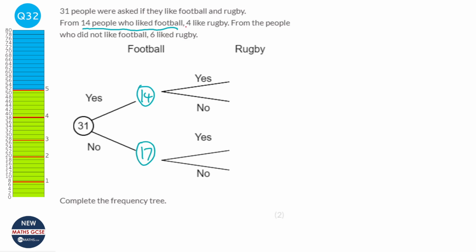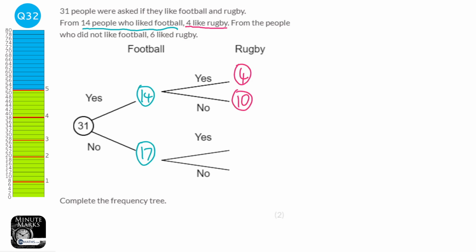Carrying on the sentence, it says 4 like rugby. So 4 of those liked rugby. And we had 14 to start off with, down this strand. And so that must mean that we've got 10 who don't like rugby. So of those 14, 4 liked rugby. So therefore 10 must have not liked rugby.